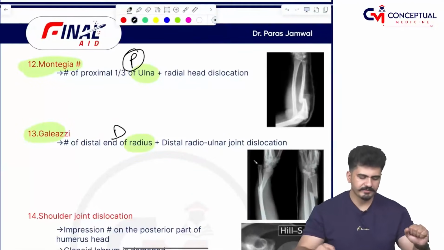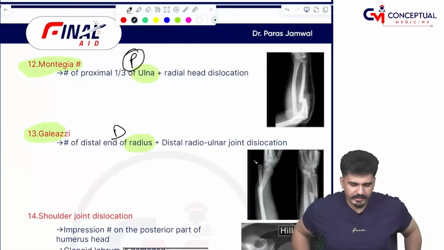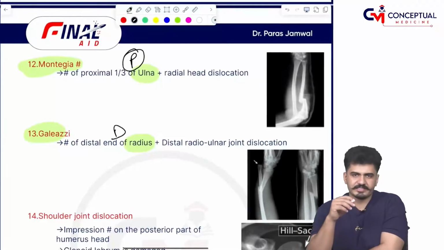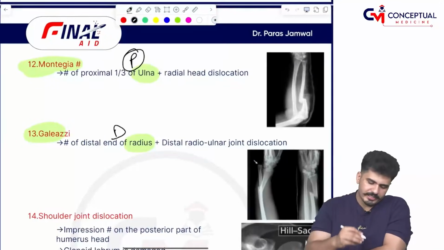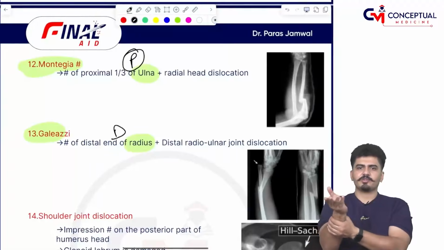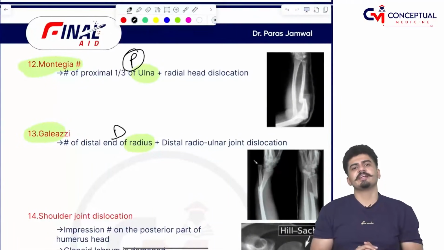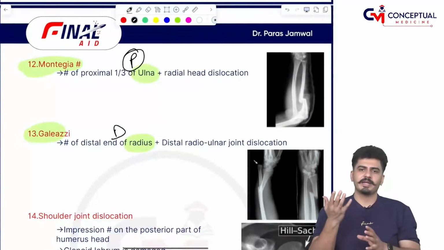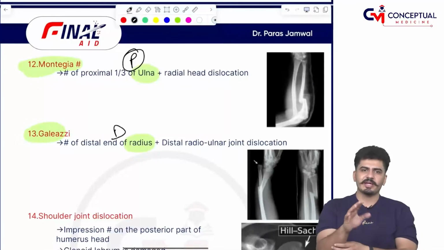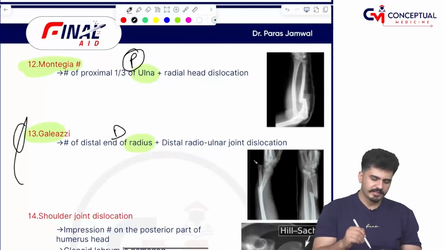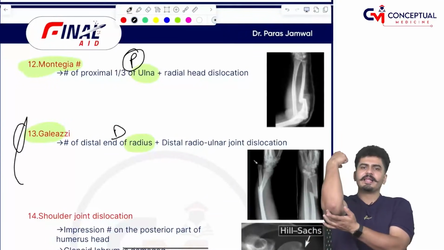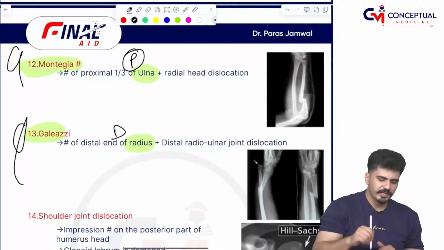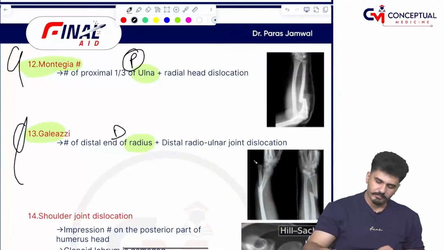Sir, Monteggia is a fracture of proximal 1/3 of ulna. And Galeazzi is a fracture of distal end of radius. Now, distal end of a radius is having a supination pronation joint, that is radio-ulnar joint. तो अगर आपके distal end of radius के साथ आपका radio-ulnar joint is getting dislocated, my dear friends, then you have to answer mark as a Galeazzi. And if only radial head is dislocated along with the ulnar fracture proximal part, the answer is going to be the Monteggia.